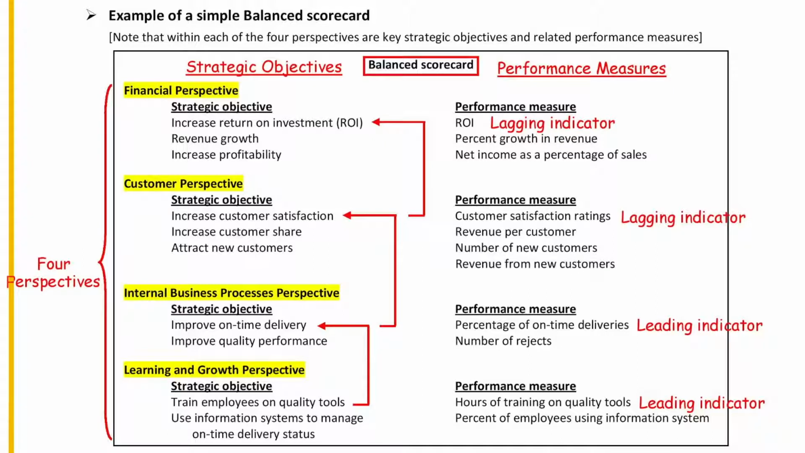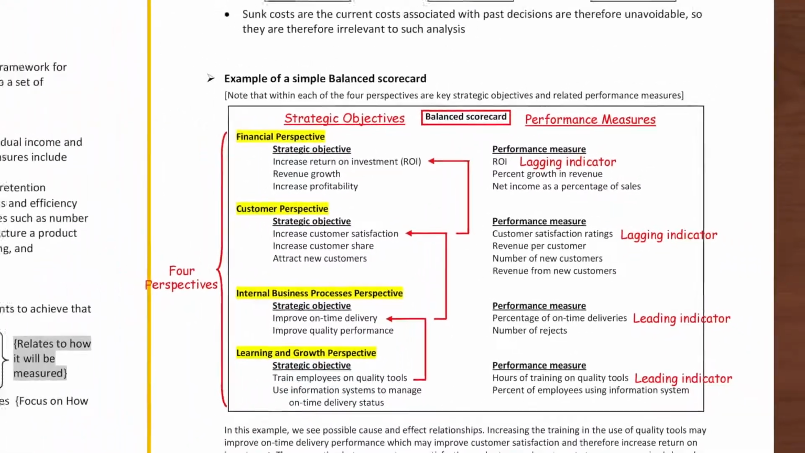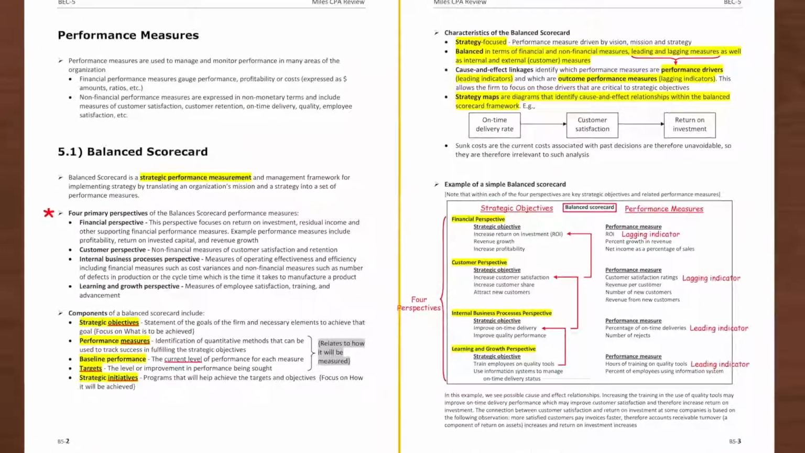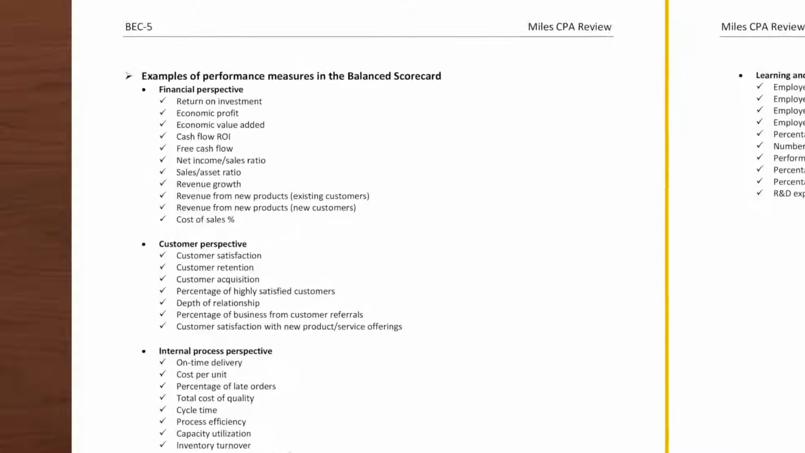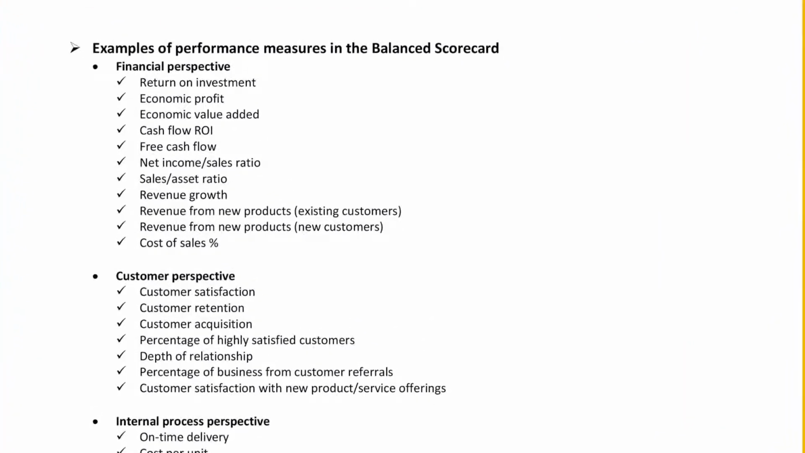So leading indicators are performance drivers. They drive the performance. Lagging indicators, they help us measure whether performance levels have been achieved. Turn to page 4, where we have examples of many performance measures that could be included within the balanced scorecard. So put a box around performance measures. Now this is all pretty interesting stuff, and you could read this, review this as part of your homework.